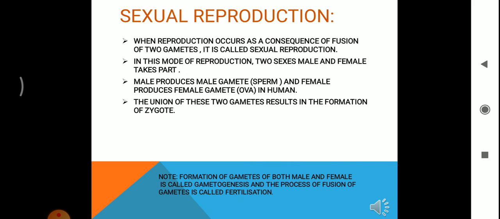ova. The union or the fusion of these two gametes results in the formation of zygote, and this process is known as fertilization. Now students, you should also know about the process called gametogenesis. Gametogenesis is a process of formation of gametes of both male and female.